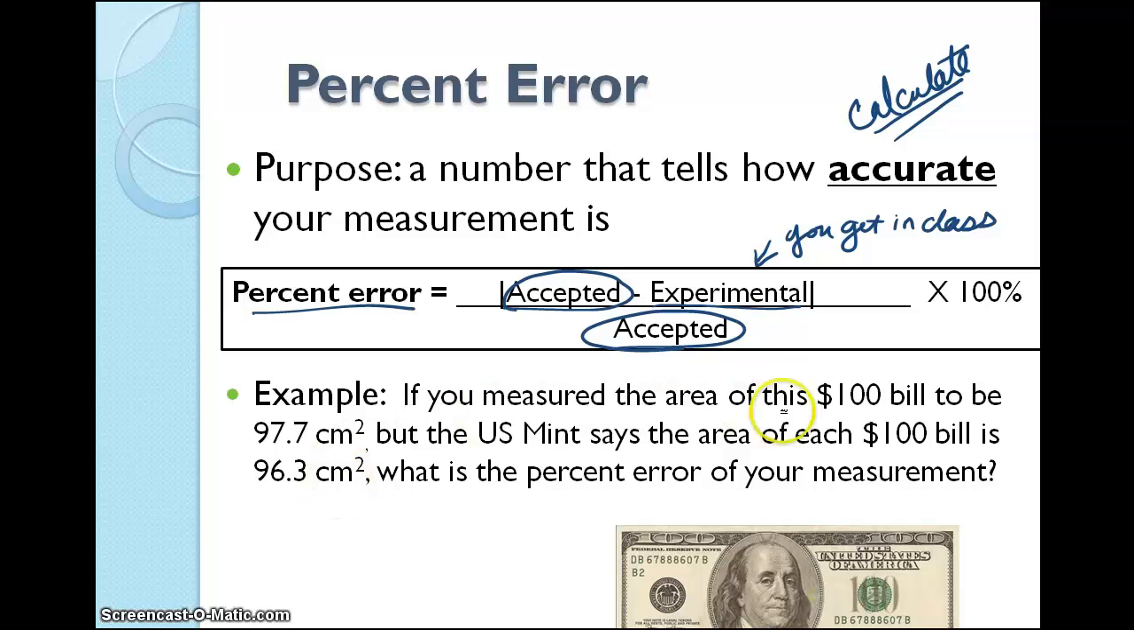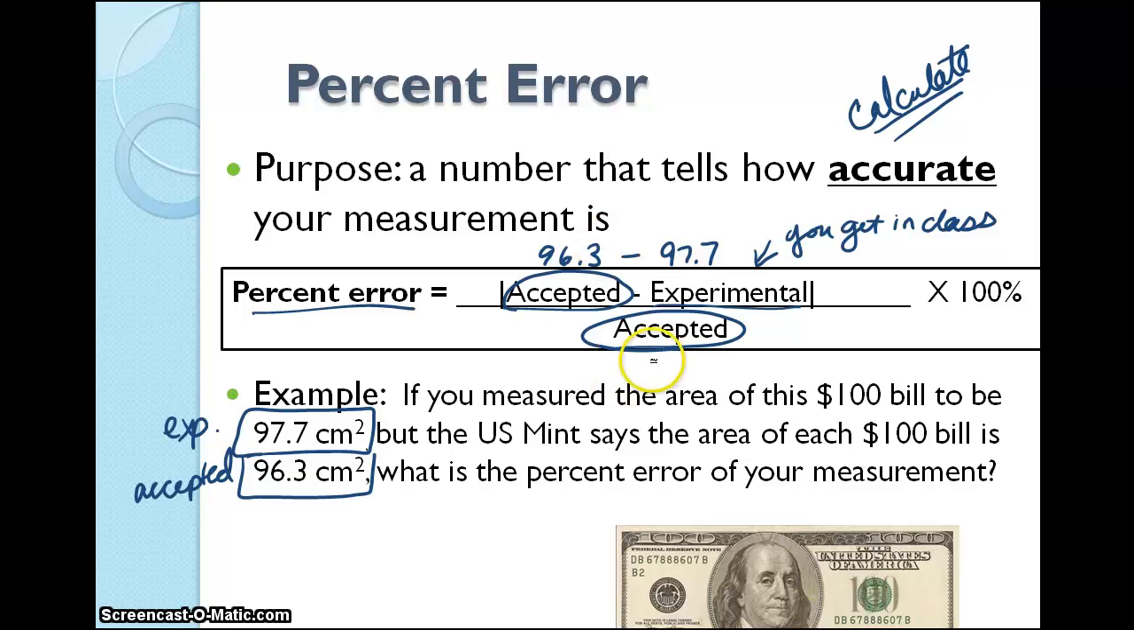So if you measured the area of this bill, this is going to be the experimental, and this is going to be the accepted. You're just basically going to plug and chug these into that equation. So I would then take 96.3 minus my experimental of 97.7 and put that over my accepted again of 96.3. Take the absolute value of that subtraction and then multiply by 100 to get your answer.